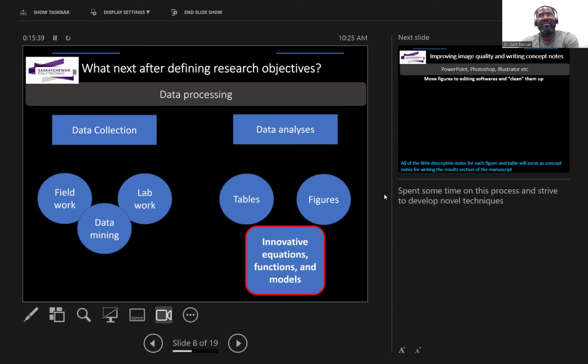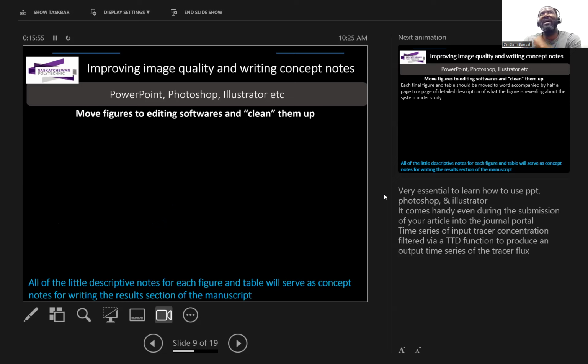So now you have your figures done, your tables are done, but these figures that we prepare, most of the time are not well polished. So I will encourage you to improve your image quality. Try and improve your PowerPoint, Photoshop, Illustrator, and other subsidiary software skills. You need to move these figures onto PowerPoint, Photoshop, Illustrator, these subsidiary software to clean them up.